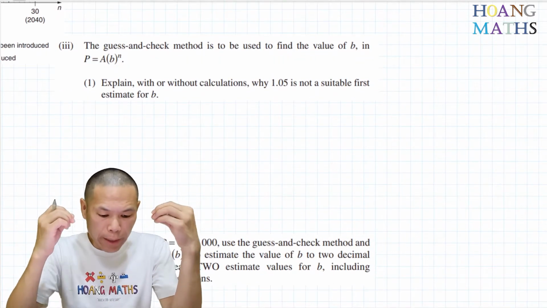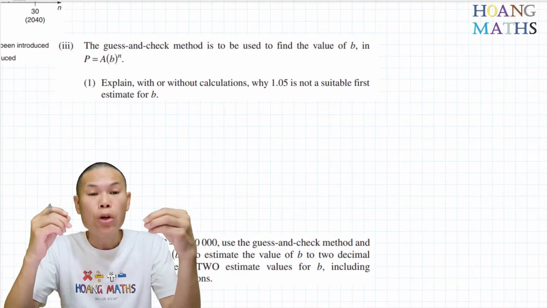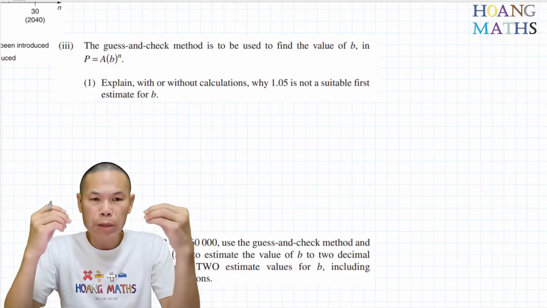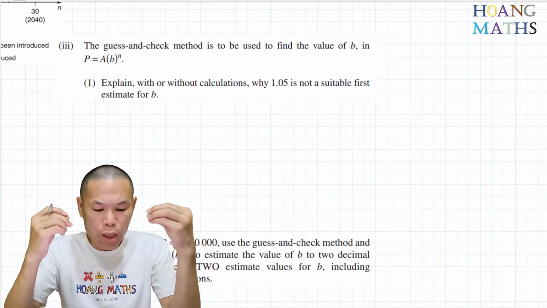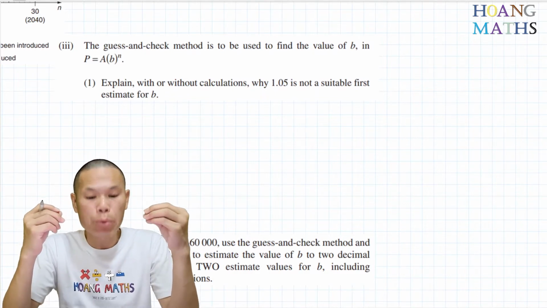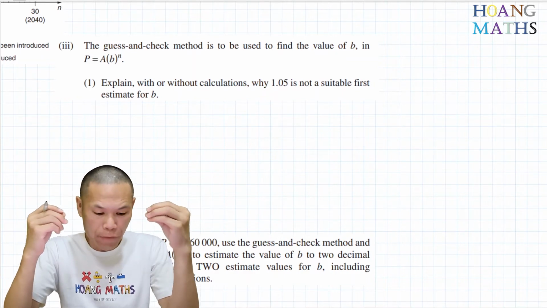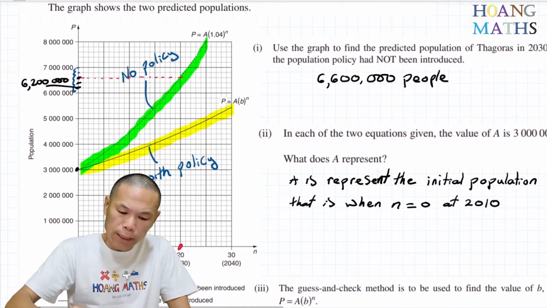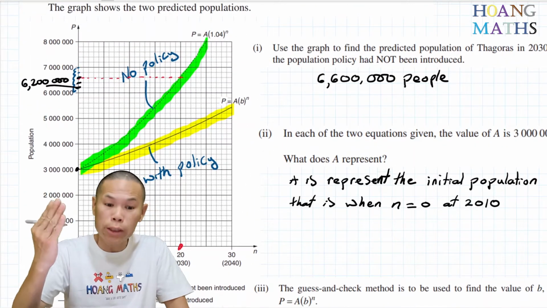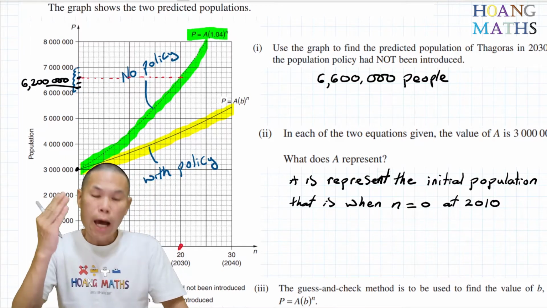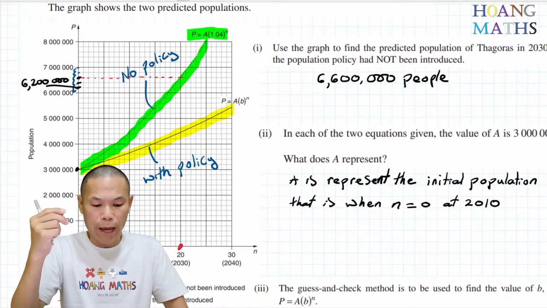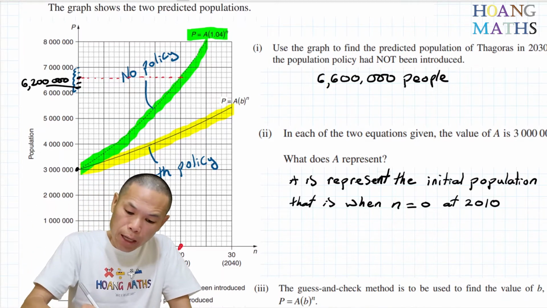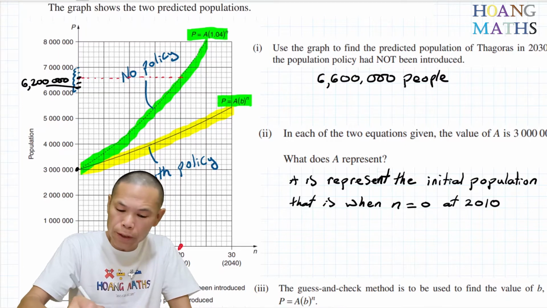Part 3. The guess and check method is to be used to find the value of b in P is equal to I b to the power of n. Explain with or without calculations why 1.5 is not a suitable first estimation for b. So first of all, we need to look at the model. You can see the model for the first one without policy, P is equal to I times 1.04 to the power of n. And then the predictions we use with the policy is P is equal to the first estimation.